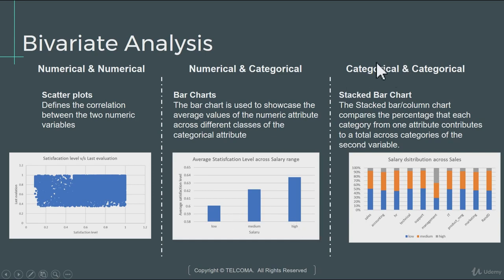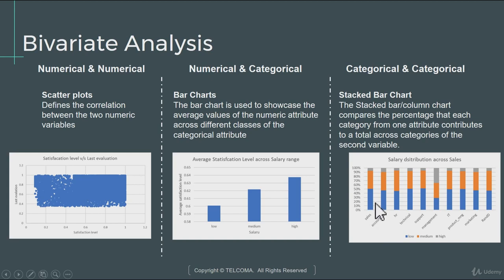The last scenario is when we have both the variables as categorical. So what do we do over here? We look into the frequency distribution of one categorical variable across each level in the other categorical variable. In this example, again, we've taken a very simple example. We're trying to understand the distribution of salary segments across the departments. The department has different categorical levels like sales, accounting, HR, technical support, and so on. And we're trying to see the percentage of employees within each department belonging to the salary bands.